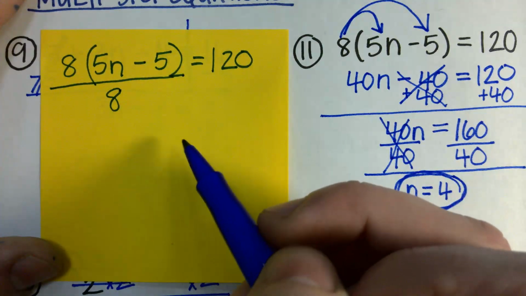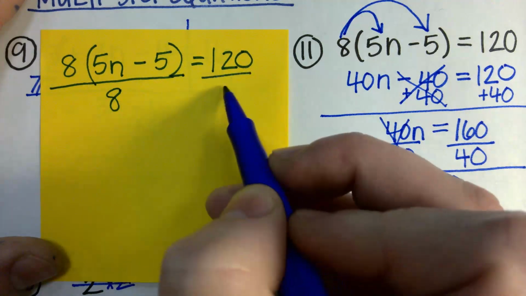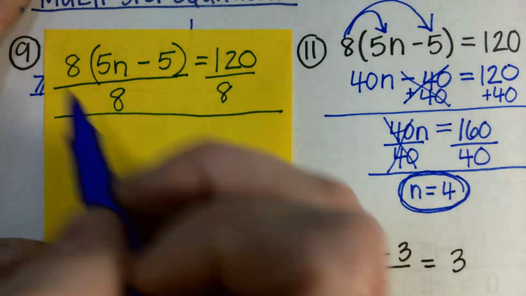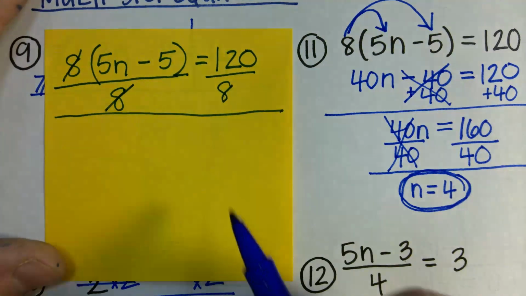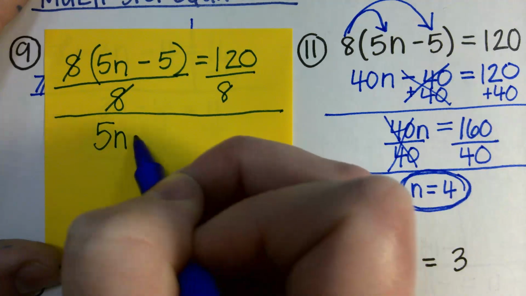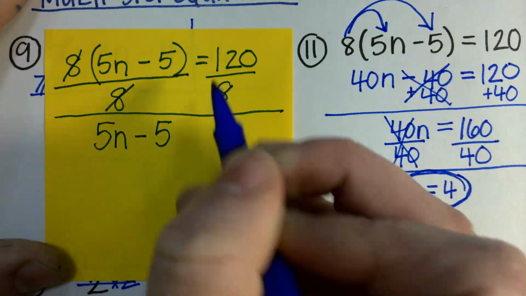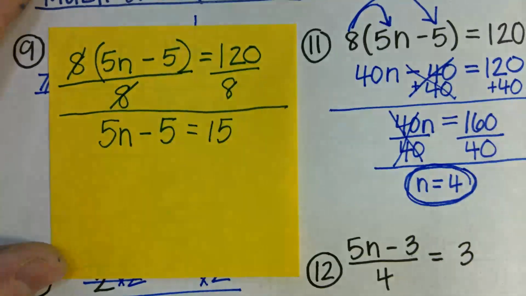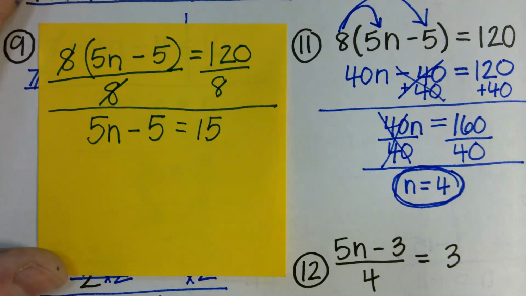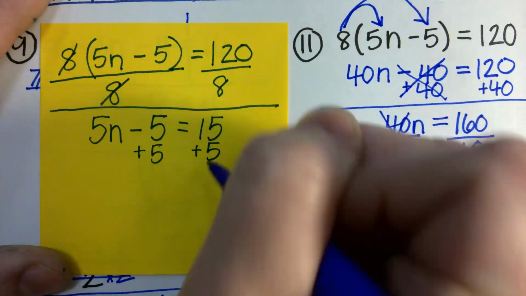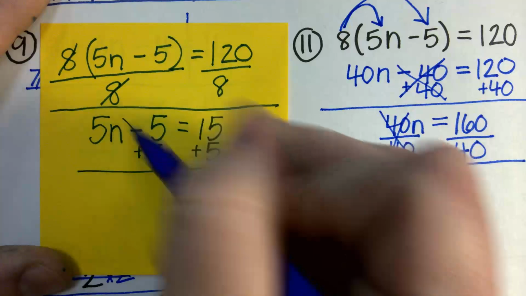And what else would I need to do? 120. Yes, I needed to do the same thing on both sides. So since I did that, my 8's cancel. And on this side, I'd be left with 5n minus 5. Good, 5n minus 5 equals 15. Okay, then what will we do next here? Plus 5 on both sides. Good. Cross them out.